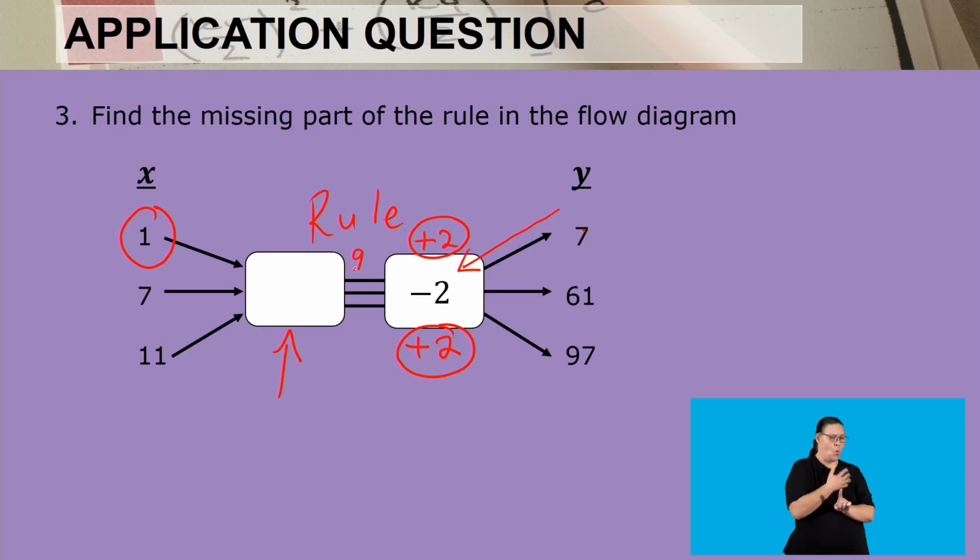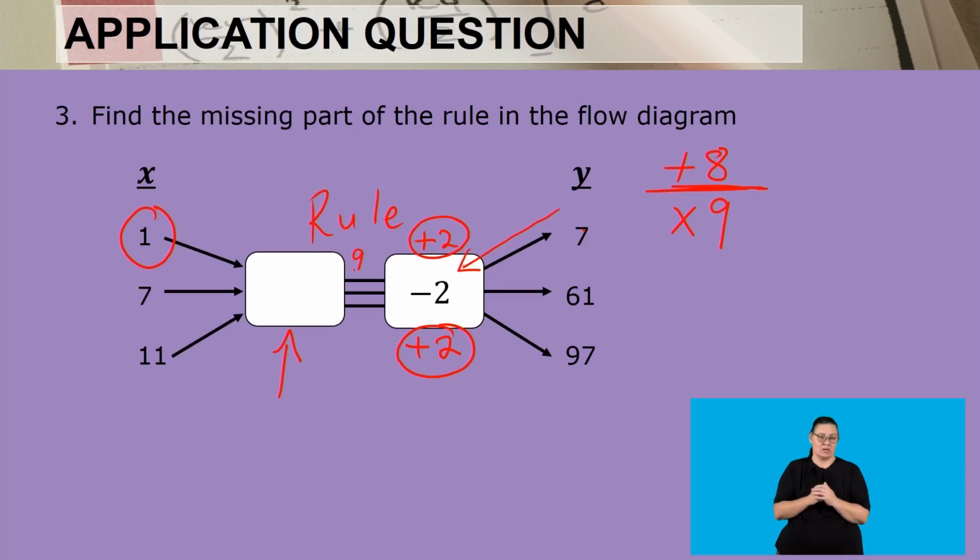Now from that 9, we need to figure out what happened from 1 to 9. There are a couple of options, of course. We can say that we added 8, but we can also say that we multiplied by 9. Because we are not sure, let's use the second input and output value to see what those options are. It's either we added 8 or we multiplied by 9. One of them has to work for all of these input and output values.